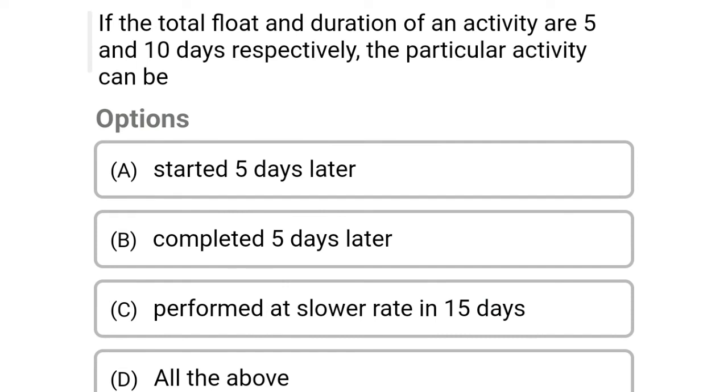So next question, if the total float and the duration of an activity are 5 and 10 days respectively, the particular activity can be option A, started 5 days later, option B, completed 5 days later, option C, performed at slower rate in 15 days, option D, all the above. So the correct answer is option D, all the above.